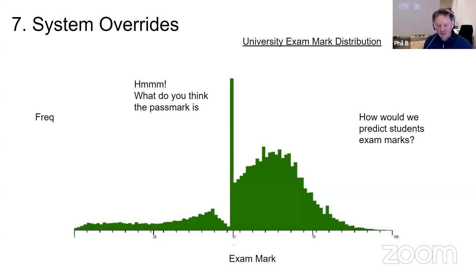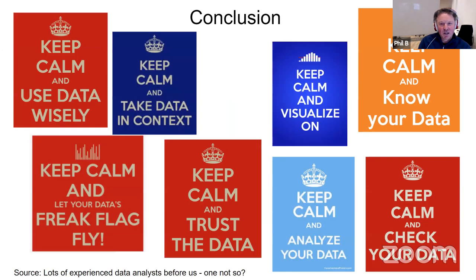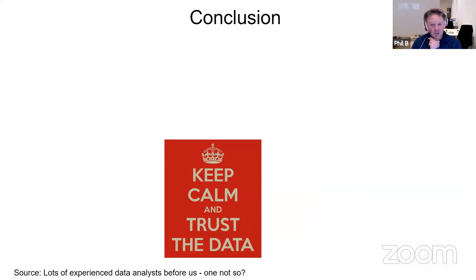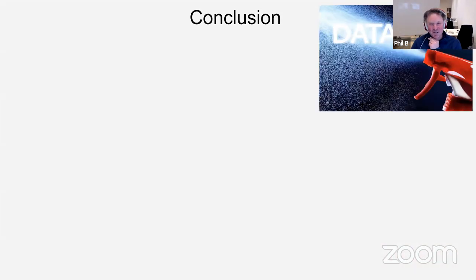If we're trying to predict, what would we rather have, their real mark or their overwritten mark? We really need their real mark, because that is what they really got, but that's not been recorded because it's been overwritten. So, conclusion: there's one thing that's odd here. One of these you shouldn't believe. Keep calm and trust the data? Don't trust the data. Don't trust the data at all.